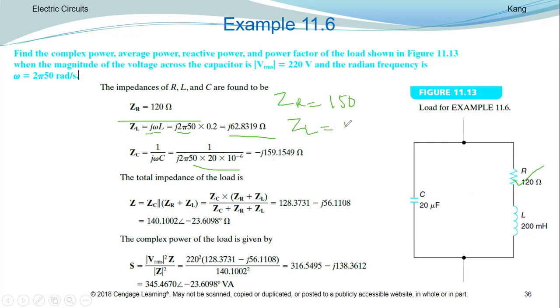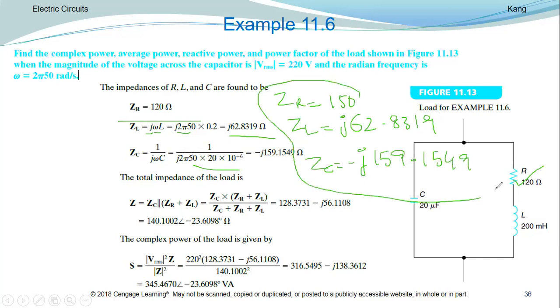VL will be equal to j62.8319, and GC will be negative j159.1549. So this is the ZR value, ZL value, and GC value.